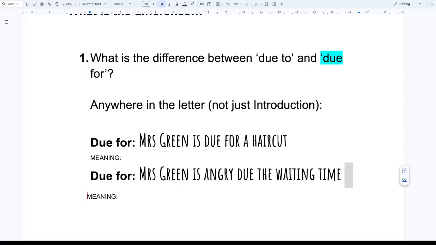So Shani says, should I mention the date at the top of... That's a different question, Shani. I'll answer that at the end. I want you guys to tell me what is the meaning of due for a haircut. What is the meaning of due to the waiting time? What is the difference in these meanings in these sentences? What do you guys think?